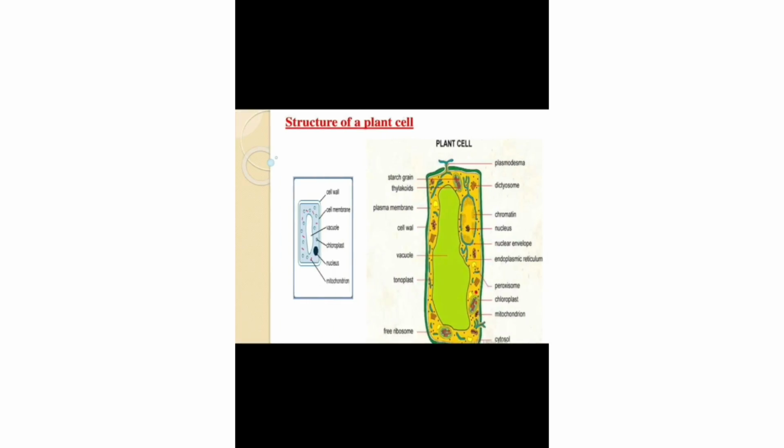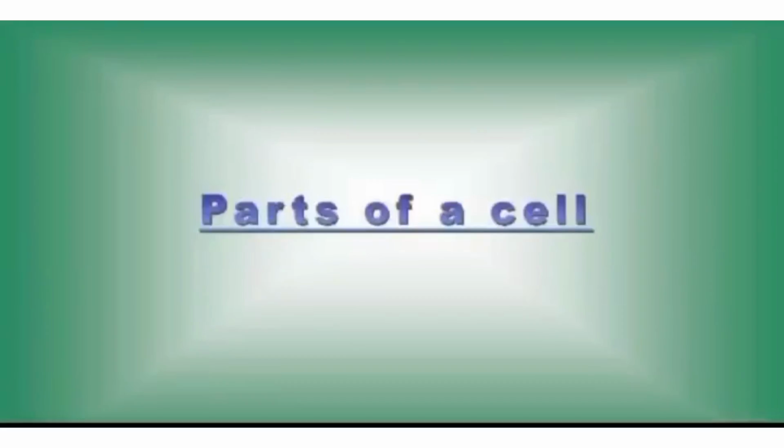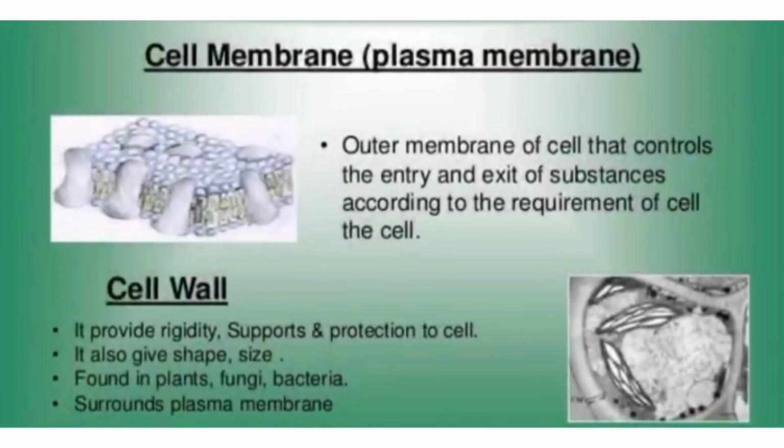Now, students, we are going to discuss the structure of a plant cell. Plant cells have cell wall, cell membrane, vacuole, chloroplast, nucleus, and mitochondria. Now, students, we are going to learn about the parts of a cell. First, we will discuss about the cell membrane. It is also known as the plasma membrane. The outer membrane of a cell that controls the entry and exit of substances according to the requirement of the cell.